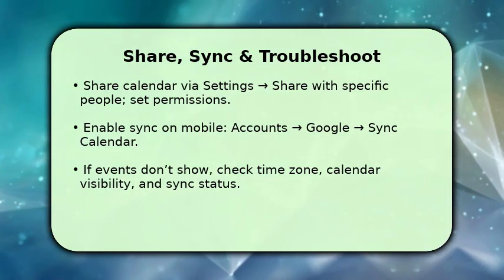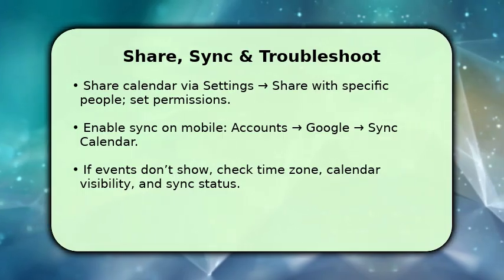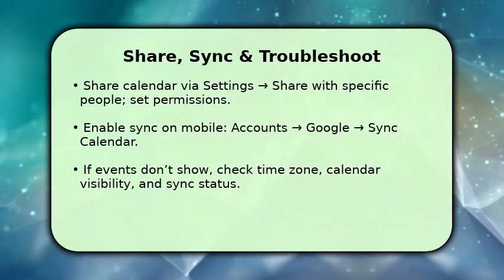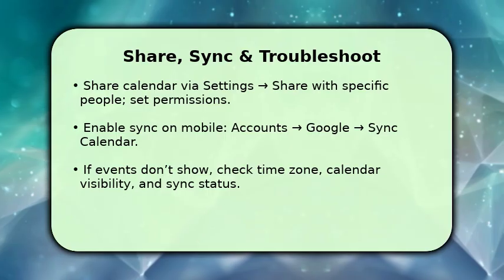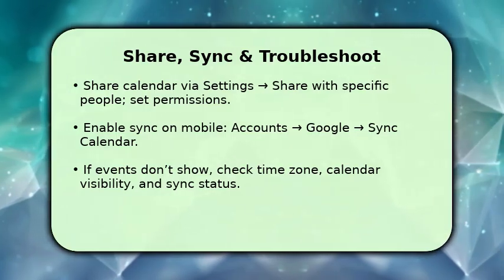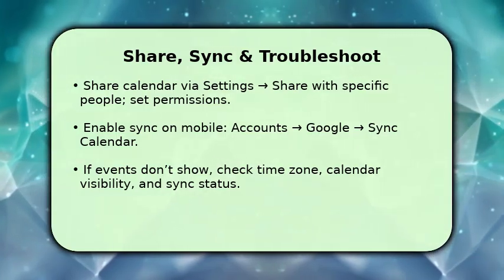If something goes wrong, first verify the calendar's time zone and that the calendar is visible in the list. Then force a manual sync and refresh the web page. If events still don't appear, check guest invitations and permission levels to ensure access.